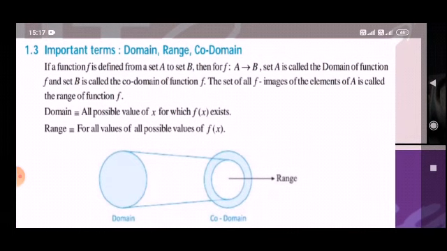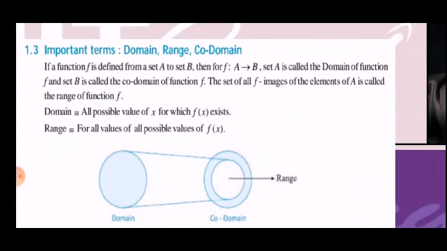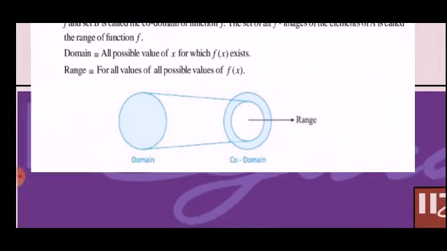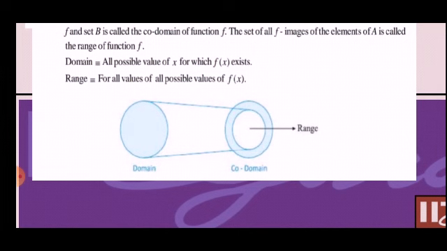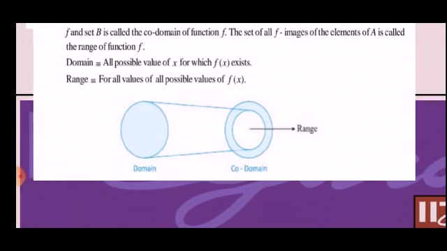The set of all f images of the elements of A is called the range of function f. Domain is all possible values of x for which f(x) exists, and range is all the possible values of f(x). So this is the model of the function you can see over here.